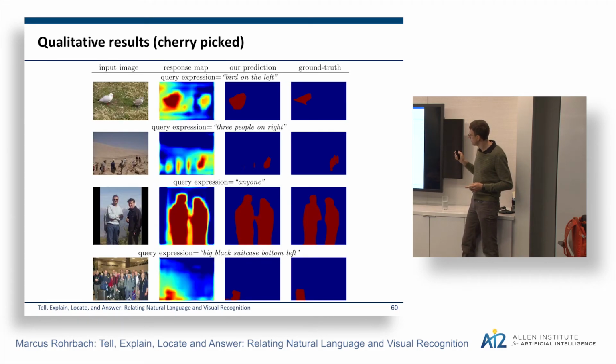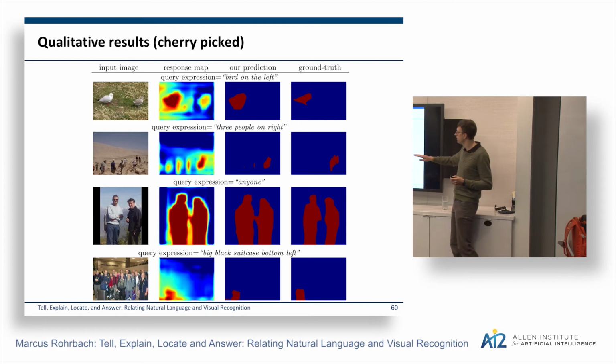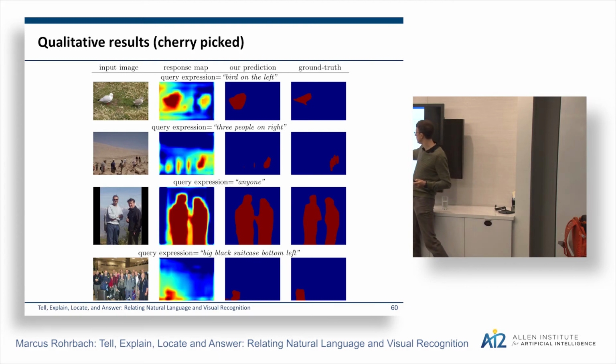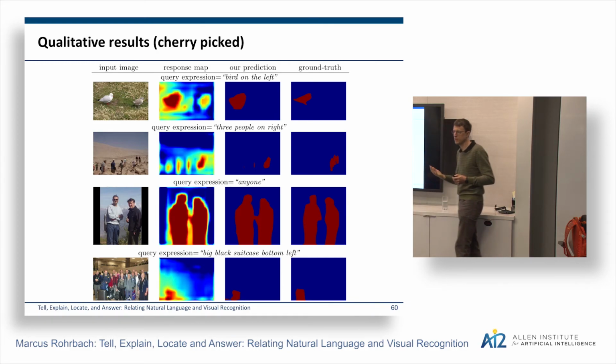Let me skip over that. Just one word maybe to say we can do something very similar for segmentation. So instead of using the bounding box, we can also predict the segmentations. For example, 3 people on the right, we can segment that, or anyone, or a big black suitcase, we can segment the area where there's black suitcases.